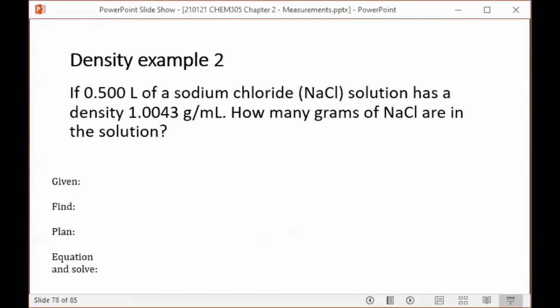Let's do another one. Okay, so if 0.500 liters, half a liter of sodium chloride solution, has a density of 1.0043 grams per milliliter, how many grams of sodium chloride are in the solution?